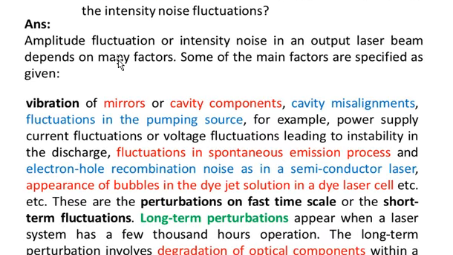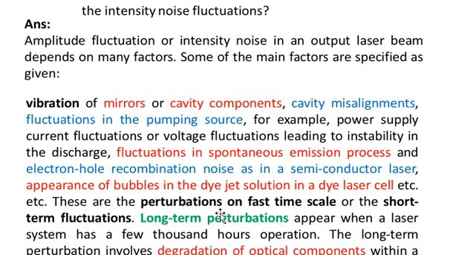The answer is: amplitude fluctuation or intensity noise in an output laser beam depends on many factors. Some of the main factors are given here: vibration of mirrors or cavity components, cavity misalignments, fluctuations in the pumping source, for example power supply current or voltage fluctuations leading to instability in discharge, fluctuations in the spontaneous emission process, electron-hole recombination noise as in a semiconductor laser, appearance of bubbles in the dye jet solution in a dye laser cell, etc.